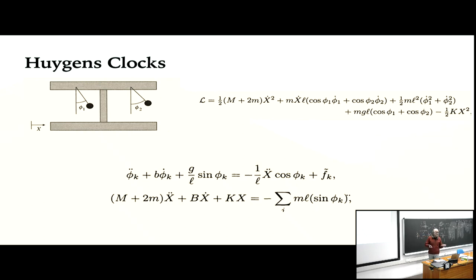It's actually a torque imposed by each pendulum on this entire frame. So that much is the Lagrangian that you start with, right? And once you have this Lagrangian, you can write down the equations of motion for the two systems, that is, the individual pendula and the entire base.